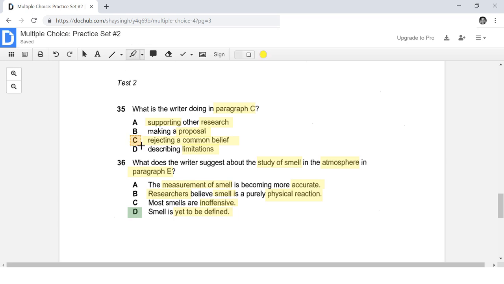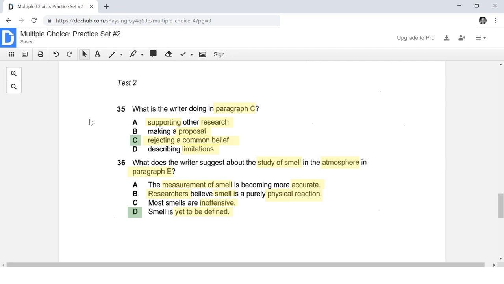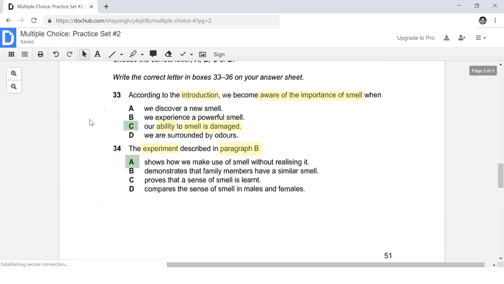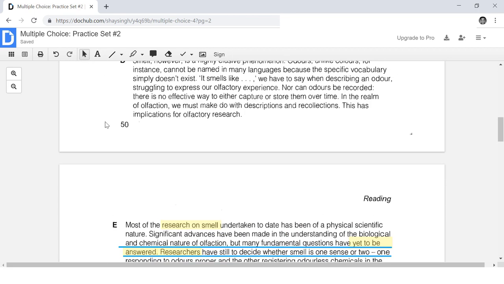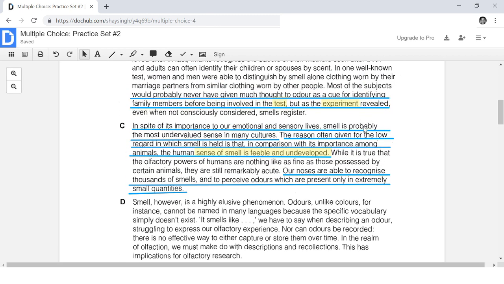The correct answer is C because it is rejecting a common belief. Guys, what is the common belief? The common belief is that the nose is limited, it is undeveloped. People in many cultures undervalue the sense of smell. So it is limited in humans. Us humans are not really using our olfactory senses, our sense of smell, to the best of its ability. And for that reason, it's just undeveloped.